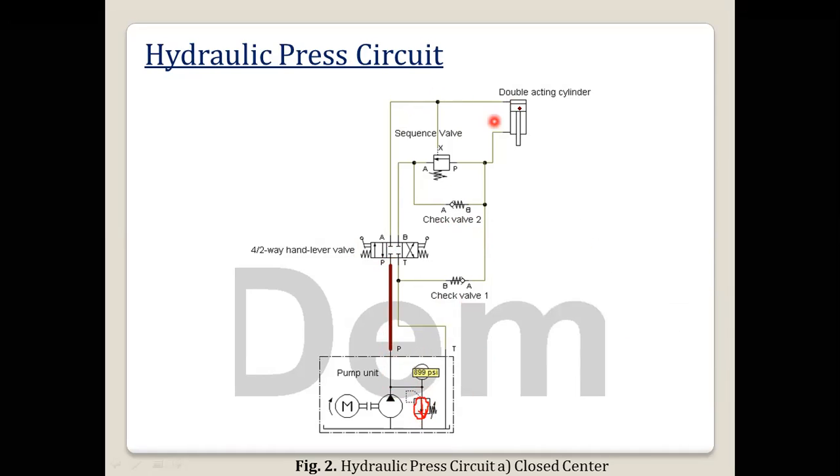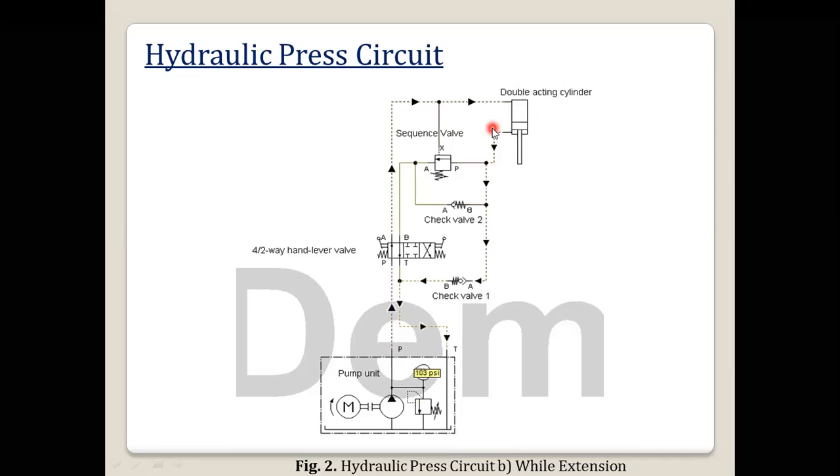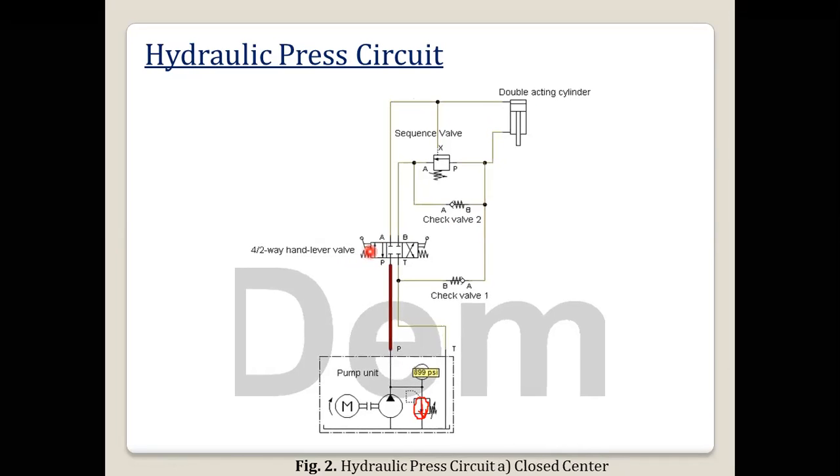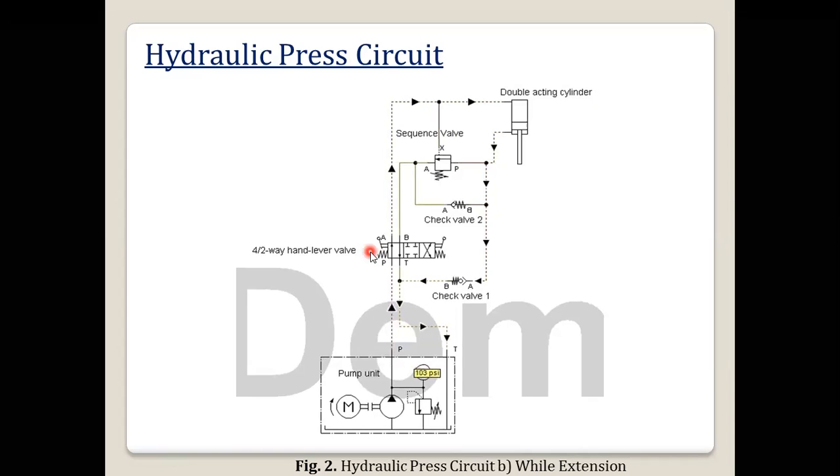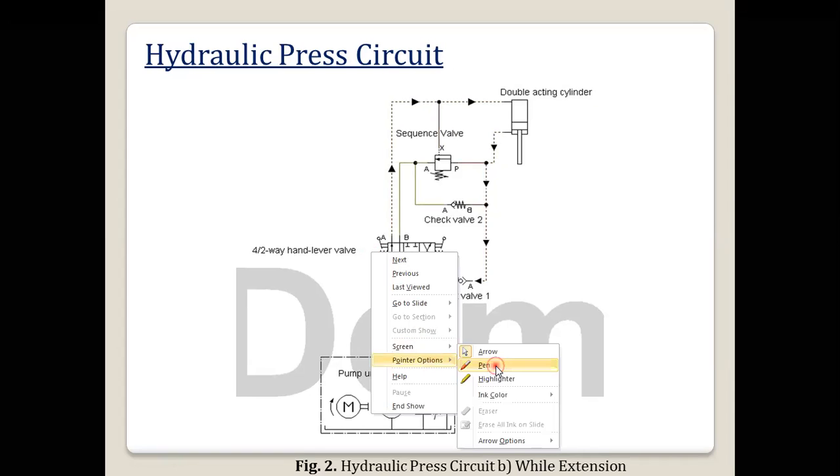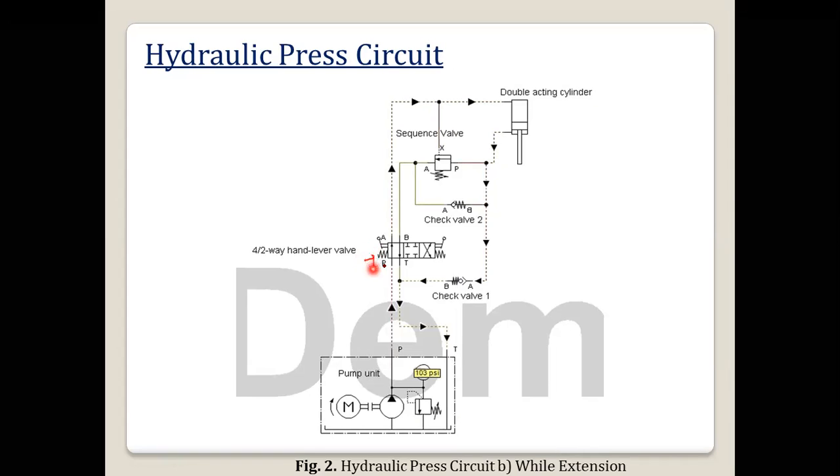And here, the double acting cylinder sequence will be in its original position. Then when I change the position, there will be the extension. When I operate the lever, flow will be from P to A. You can see P to A, that is the oil flowing here. You can see that dashed line, that is the working position.